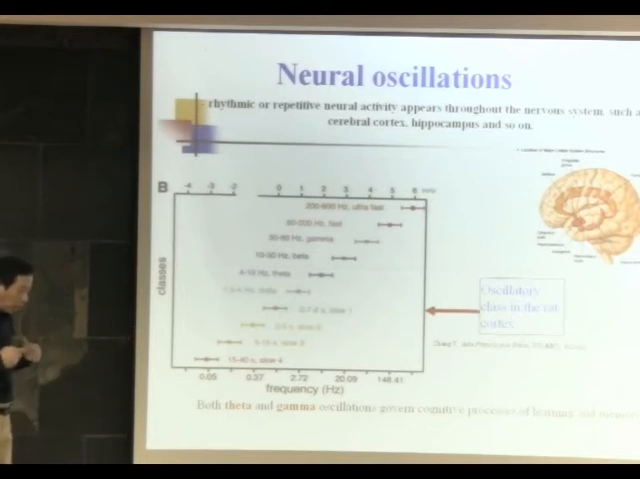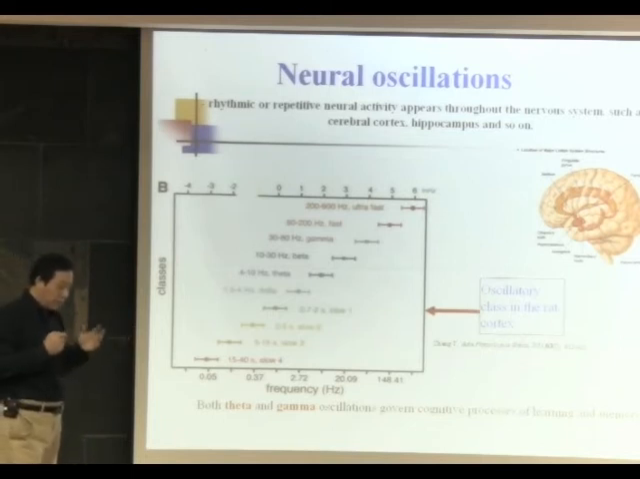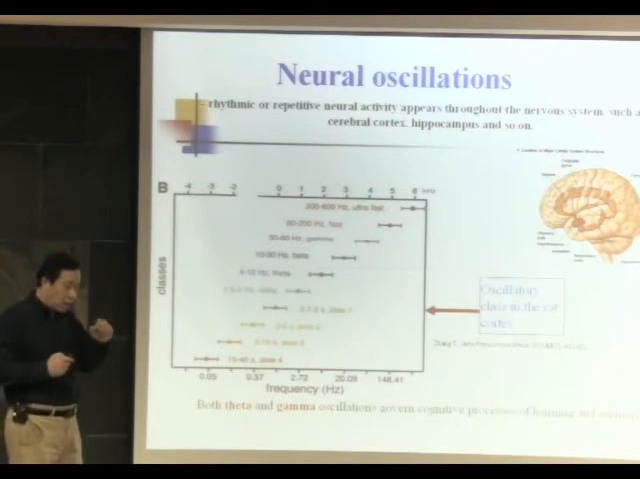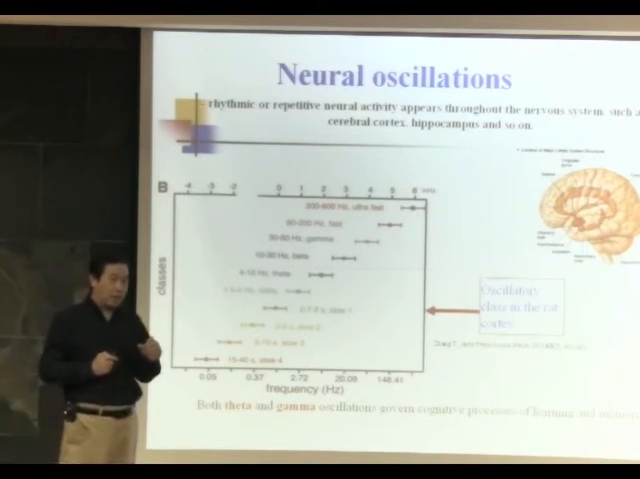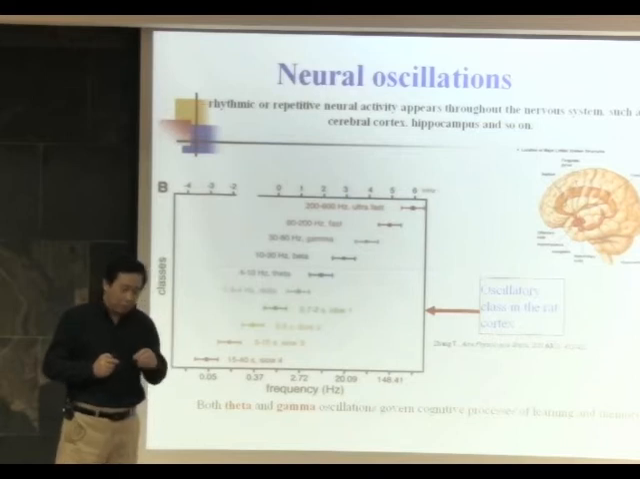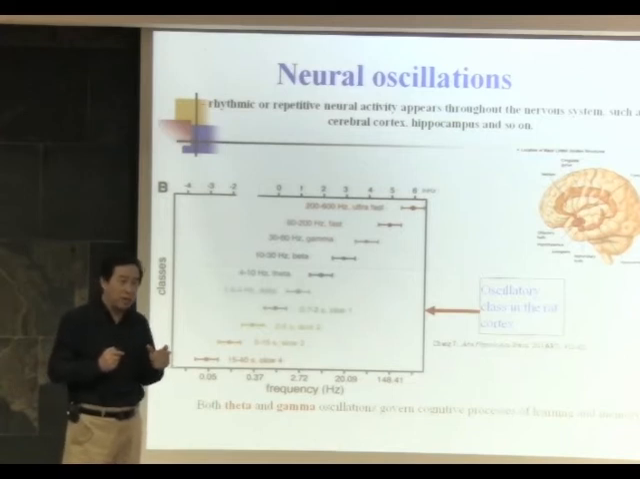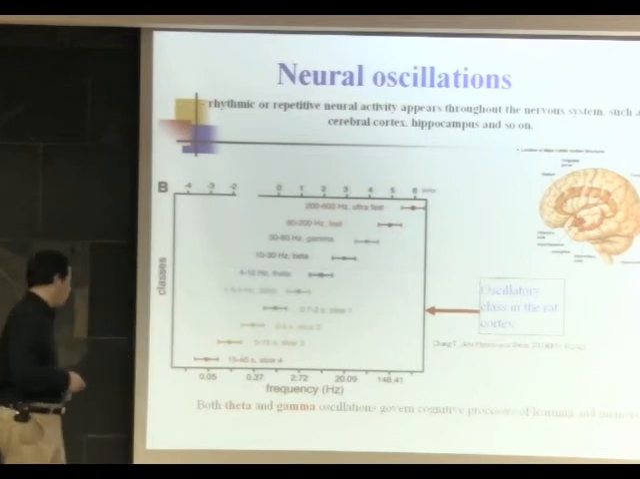And now scientists understand, especially in cognitive science, that for learning and memory, the theta frequency band and the gamma frequency band are mostly involved in these kinds of cognitive functions.